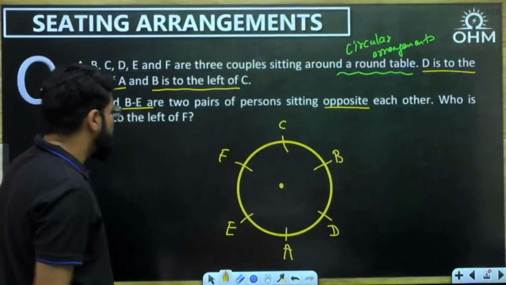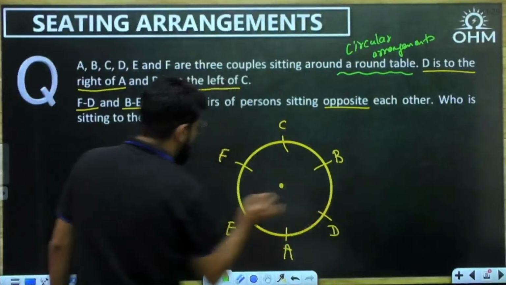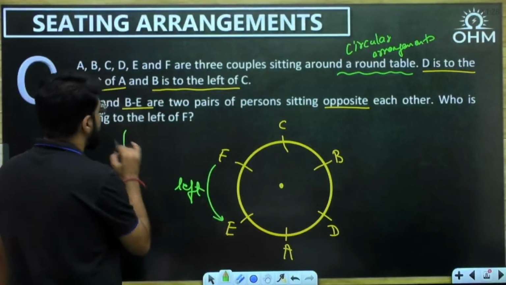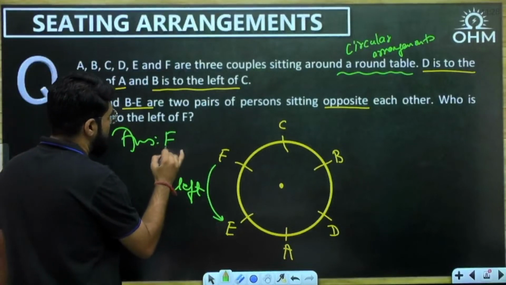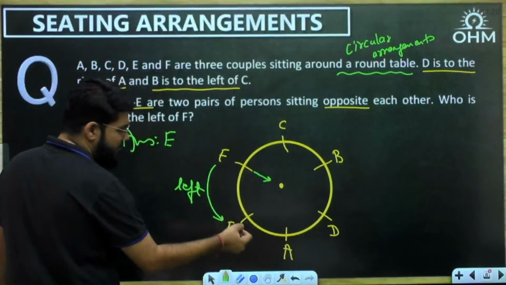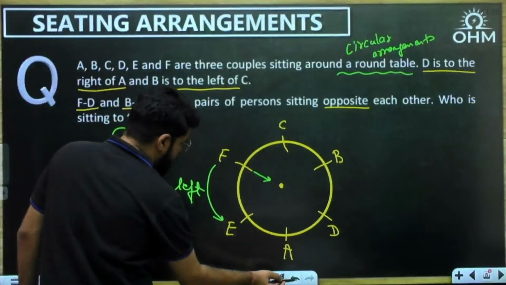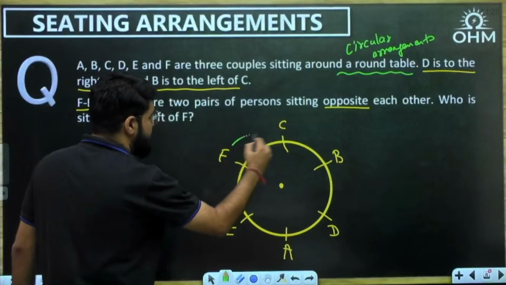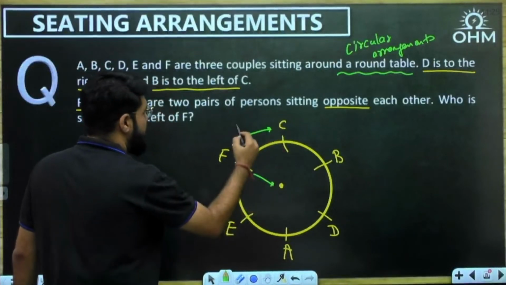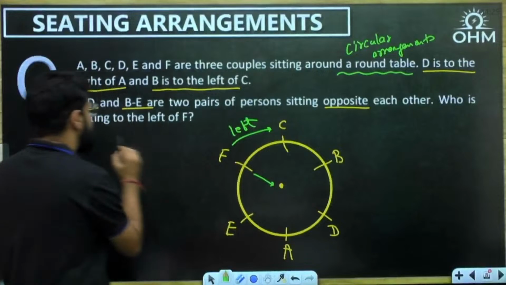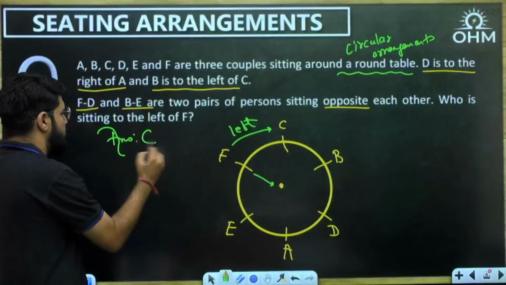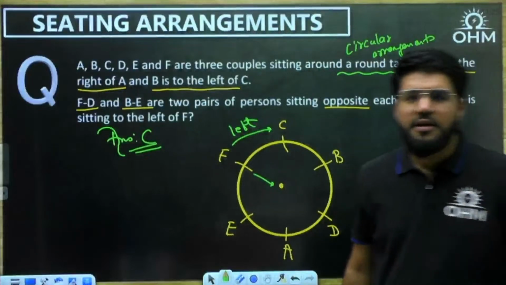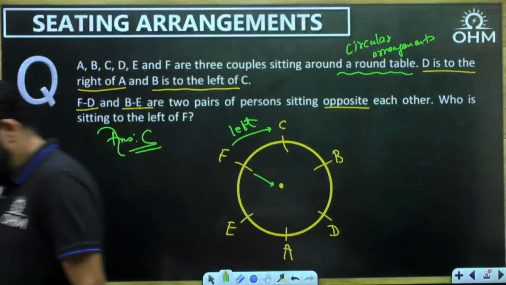Who is sitting to the left of F? Okay, it is E. Who is left of F? Because F is facing this side, so this is the left side. Oh, sorry. Left, na? The question is left. F is facing this side, the left side. Answer is C. Correct. This is a variety of circular arrangement.